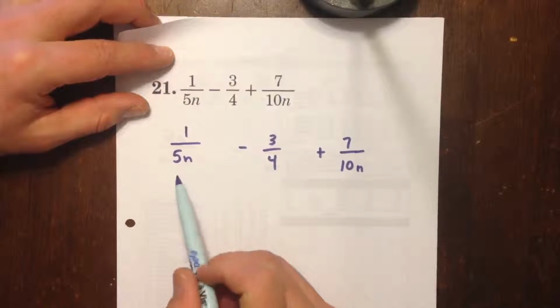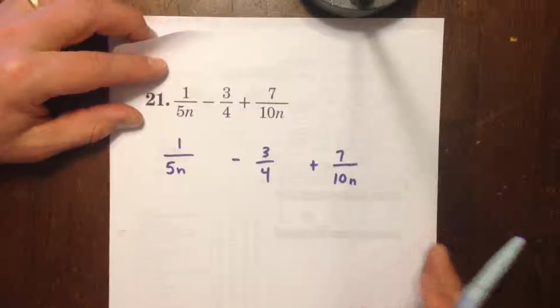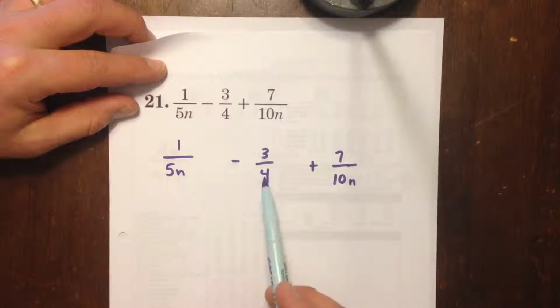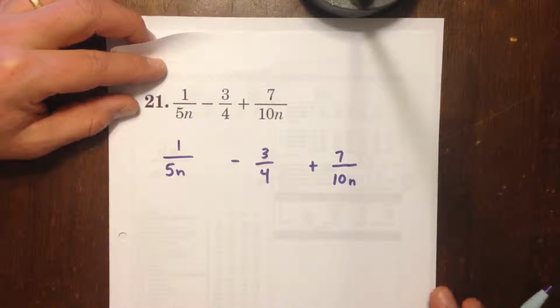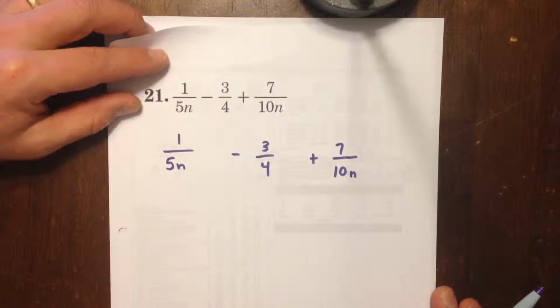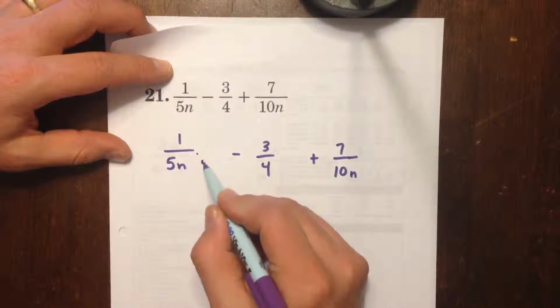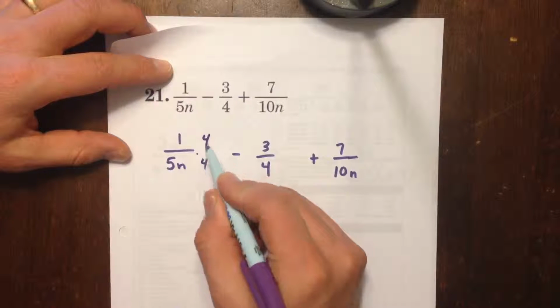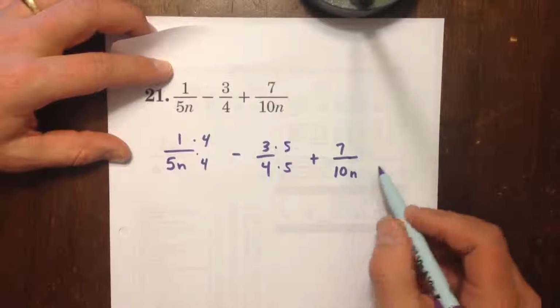Alright, so if you think about the common multiple between 5, 4, and 10, think about it. If you do 5 times 4, you get 20, and that's also a multiple of 10. So I think it's pretty clear to see that 20 is your least common multiple between those. So how do I make this 20? I multiply by 4. How do I make this 20? I multiply by 5. How do I make that 20? Multiply by 2.